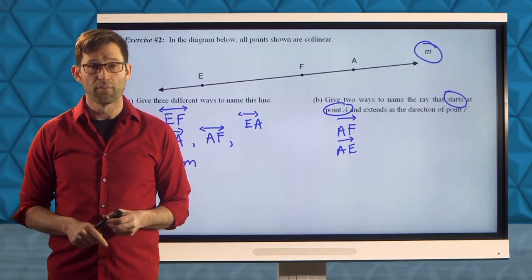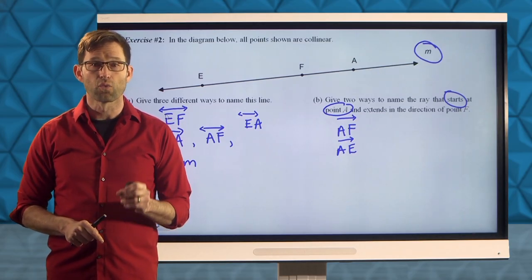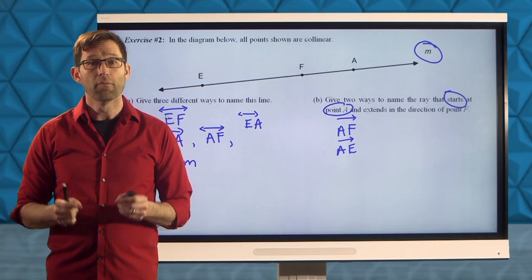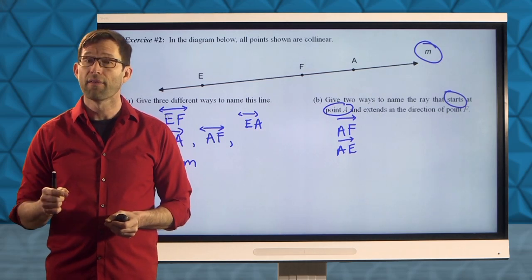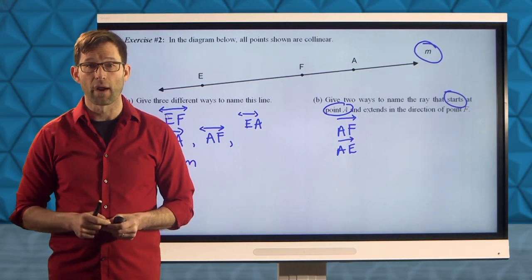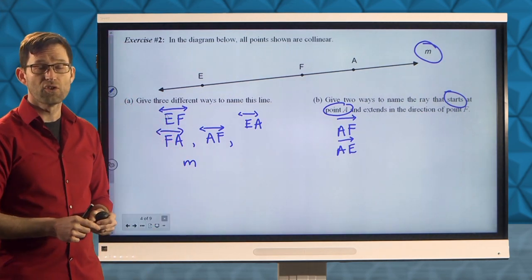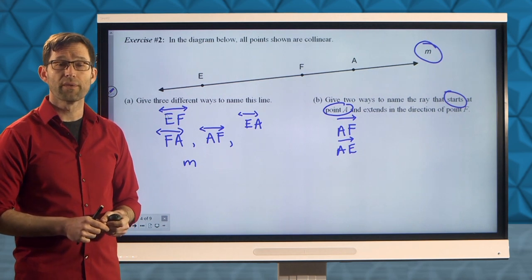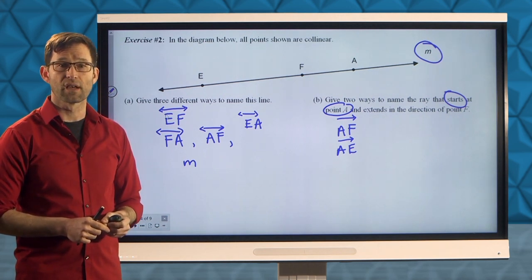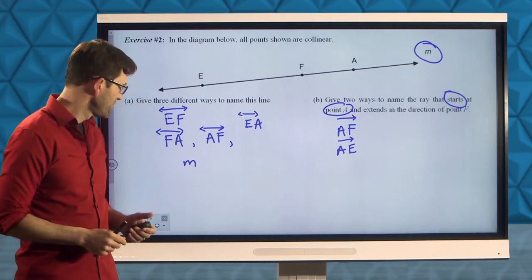I may have named them differently, but the plain fact is ray AF and ray AE both start at point A, and then they go infinitely in the direction of F. Okay? Take a moment now if you need to, and write down anything you have to on the screen, and then we'll move on to the next exercise. All right, let's go ahead.